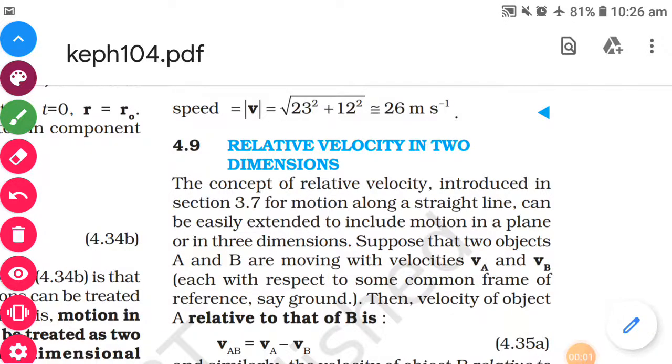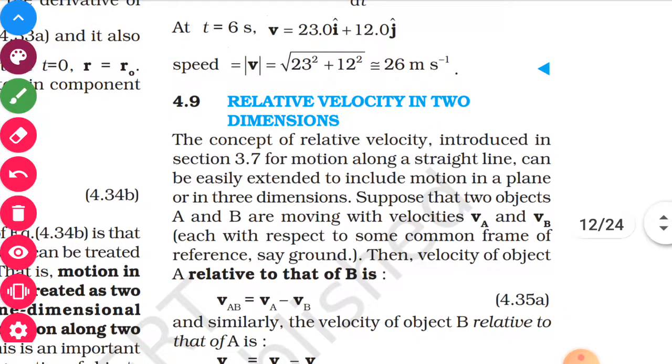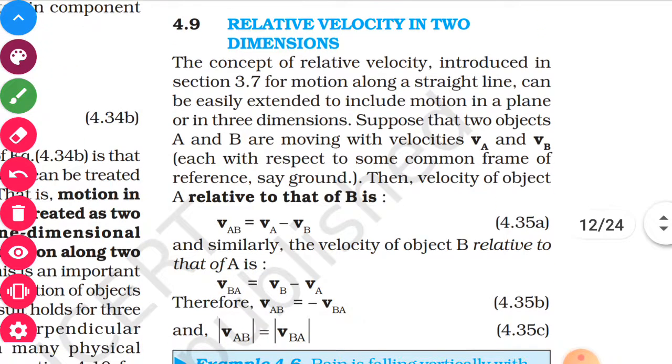Now, the concept of relative velocity in two dimensions, which is the same as the concept we have studied in our third chapter. If one object is moving with some velocity VA and the other with VB, then the relative velocity of object A with respect to B, that is VAB, is given by VA minus VB. And if you want to find the relative velocity of B with respect to A, then that is VBA, which is nothing but VB minus VA.